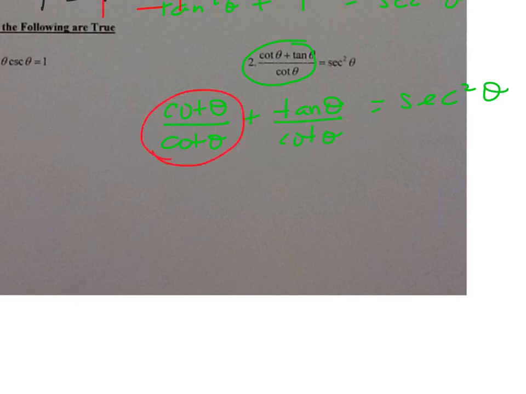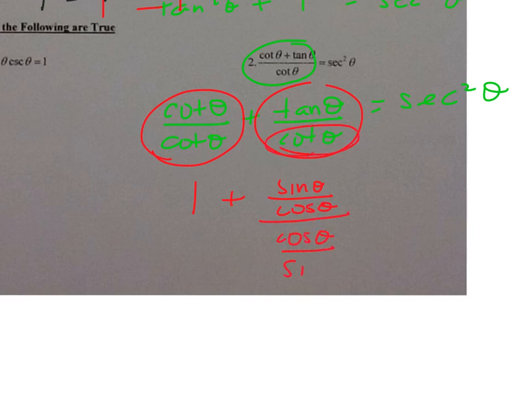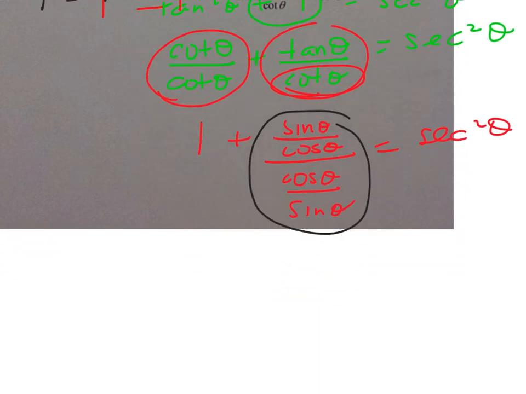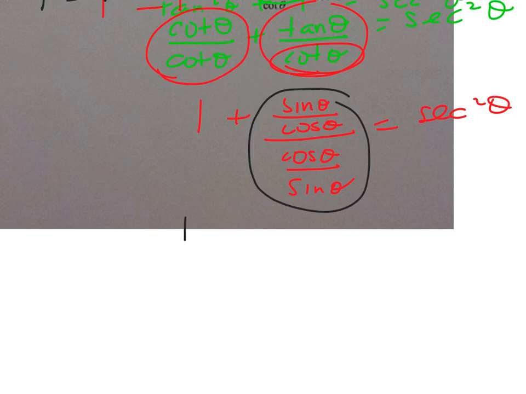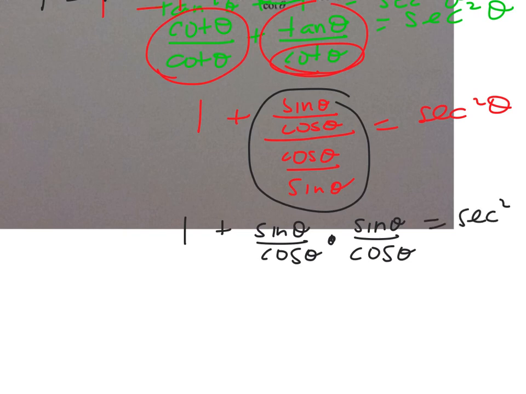So cotangent theta over cotangent theta is equal to 1. Plus, now what am I going to do with this here? Well, tan theta is sine theta over cosine theta, over cotangent theta. And cotangent would be cosine theta over sine theta. Still equals secant squared theta. All right, so now this mess here. So I have a fraction divided by a fraction. So I want to do same, change, flip. So it'll be 1 plus sine theta over cosine theta times sine theta over cosine theta equals secant squared theta.